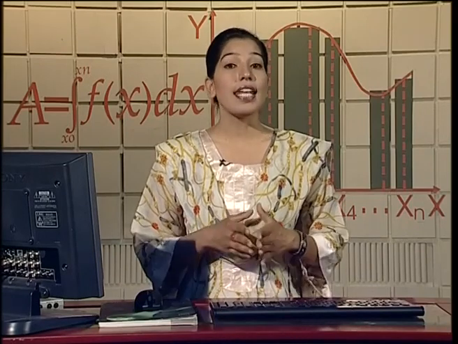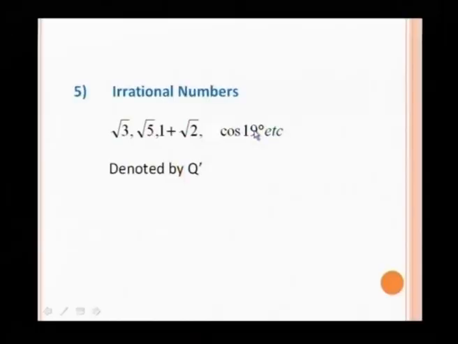The very last and fifth classification of real numbers is irrational numbers. The numbers which cannot be written in p over q form are called irrational numbers. Some examples are under root 3, under root 5, 1 plus under root 2, cos 19 degree, etc. In mathematics, irrational numbers are denoted by Q dash.